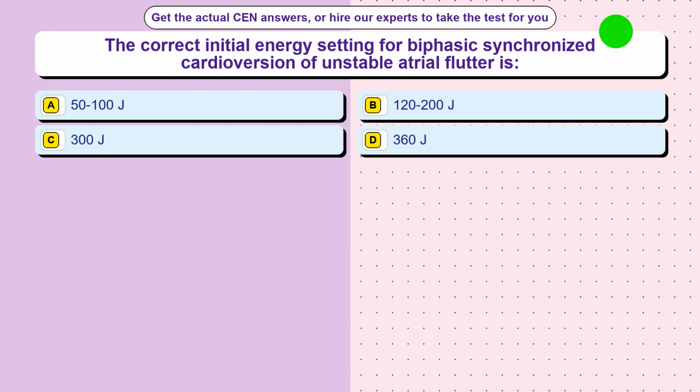Question 100. The correct initial energy setting for biphasic synchronized cardioversion of unstable atrial flutter is Option A, 50 to 100 J. Option B, 120 to 200 J. Option C, 300 J. Option D, 360 J.